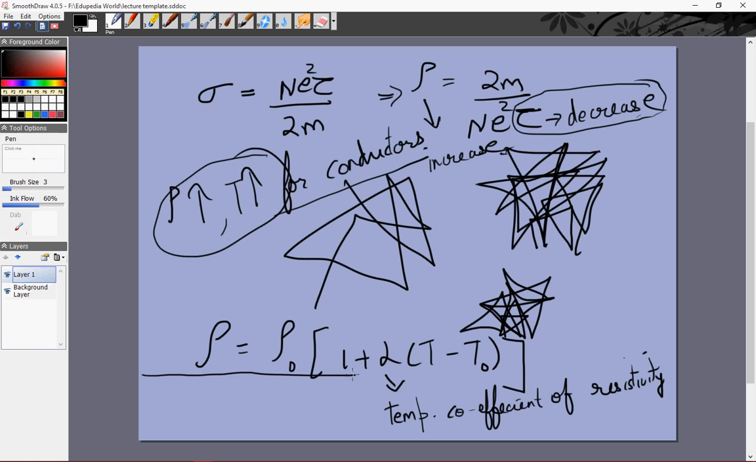So generally the equation which we end up using is R is equal to R naught times 1 plus alpha T minus T naught. Strictly, instead of R it should be rho L by A, instead of R naught it should be rho naught L naught by A naught. But we are assuming that L naught is equal to L and A naught is equal to A, because compared to the change in resistance or resistivity, the change in length or area is actually quite small.